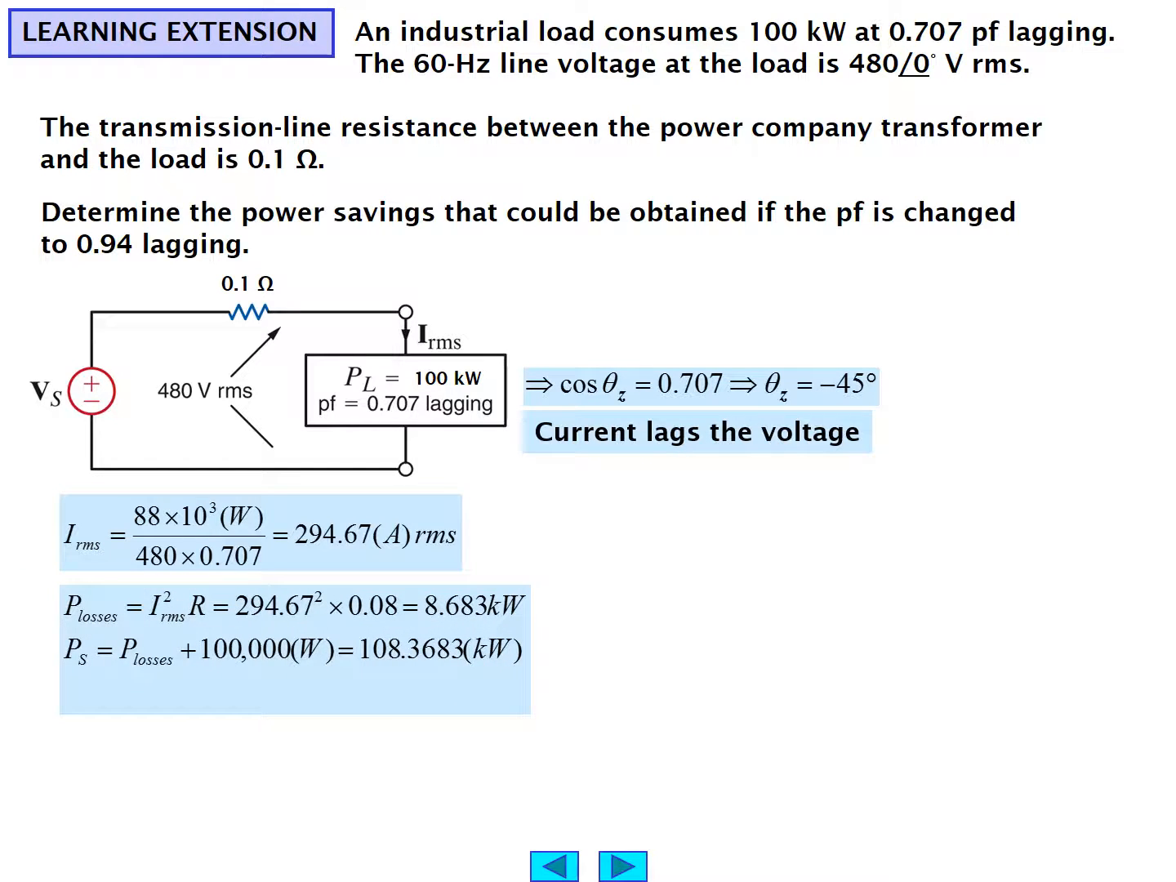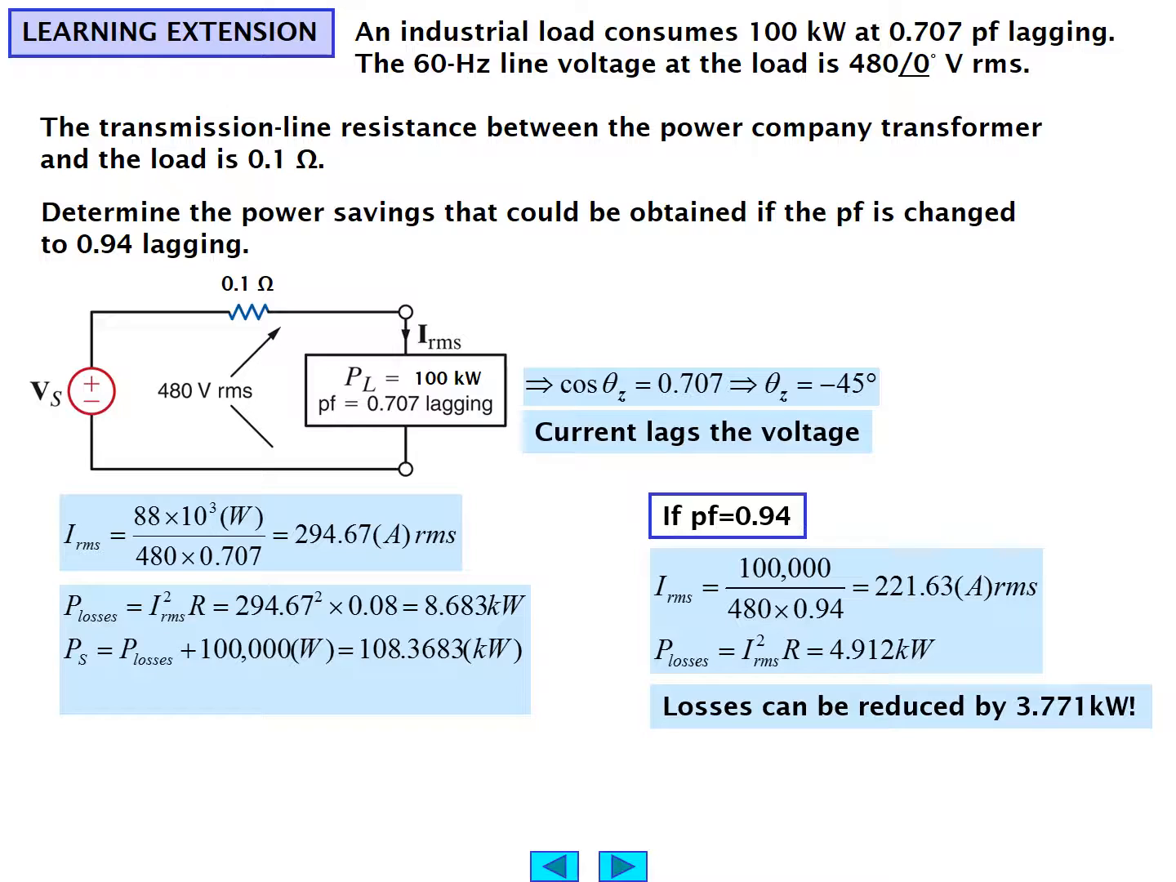The losses then are still IRMS squared times R. In this case, that's also a typo. It should be 0.1 ohm, but the number is correct. And therefore, the power provided by the source, P sub S, is the losses plus 100,000 watts, or 100 kilowatts, or 108.3683 kilowatts. If we change the power factor to 0.94, as the problem states, the numbers change.